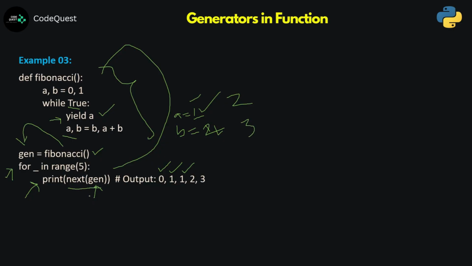Now for the fourth time when I call next of gen, we are going to get the present value of A, which is 2. So we get 2 here. Then this line gets updated. A takes the value of B, that is 3, and B takes A plus B, which is 5. So for the last time when we call next on this gen, we yield the A value, which is presently 3. Like this, we can get a series of numbers in the Fibonacci sequence with the help of a generator function.